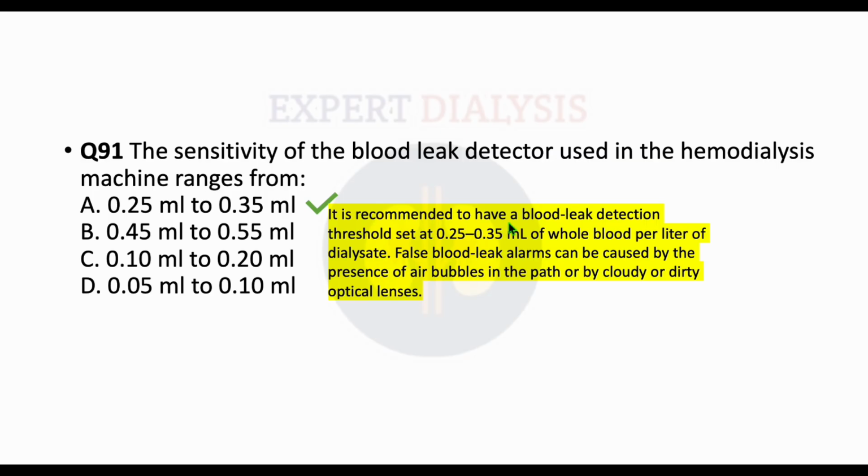It is recommended to have a blood leak detection threshold at 0.25 to 0.35 ml of whole blood per liter of the dialysate. False blood leak alarms can be caused by the presence of air bubbles in the path or by a cloudy or dirty optical sensor.